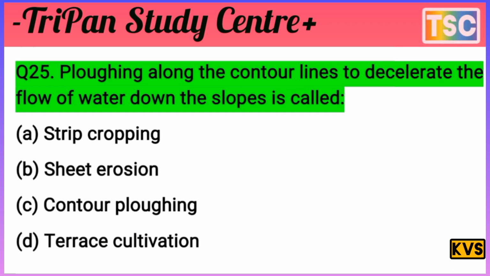You must have thought of your answer. Let's see what our answer to this question is. The answer is clear cut, because ploughing is along a contour line. Strip cropping is not, and terrace cultivation is not. The answer here is contour ploughing. That's important.